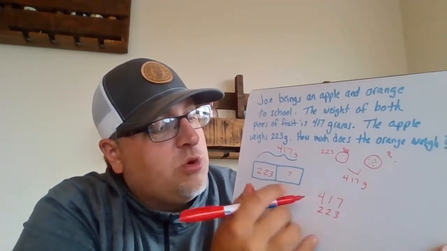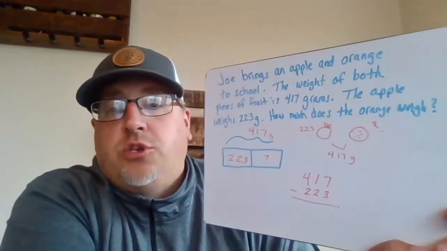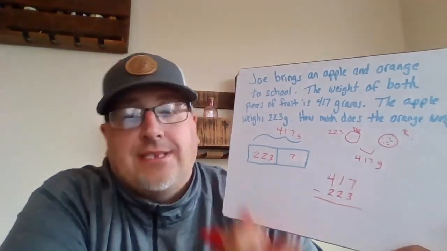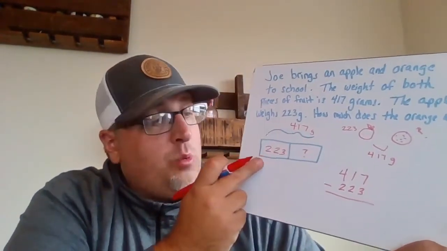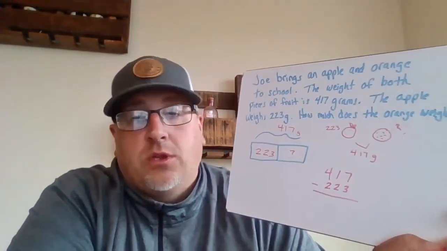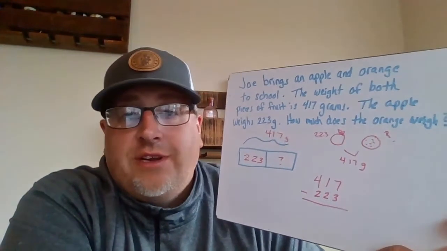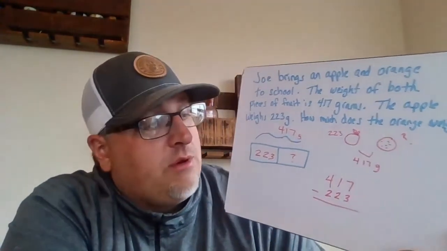So how much does the orange weigh? So if we take that and we subtract those two numbers, that's going to give us the answer for the orange. Okay? Because we already have the total here. We know what the apple weighs. We have to find out what the orange weighs. So we're going to subtract 417 grams minus 223 grams.